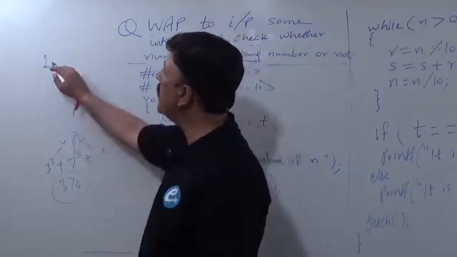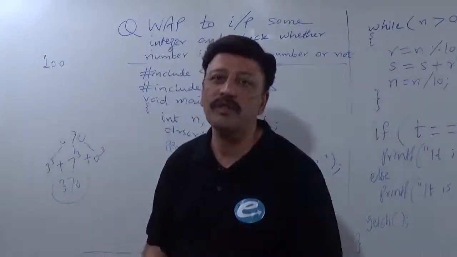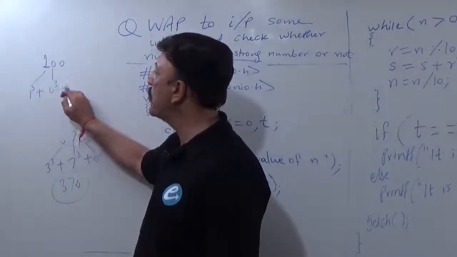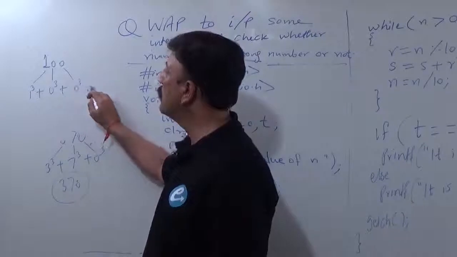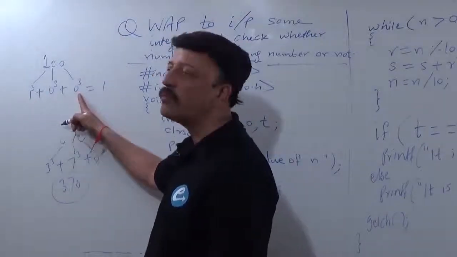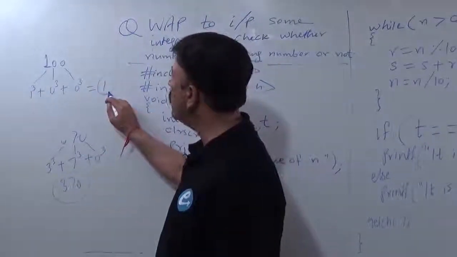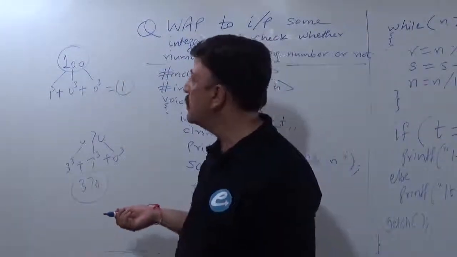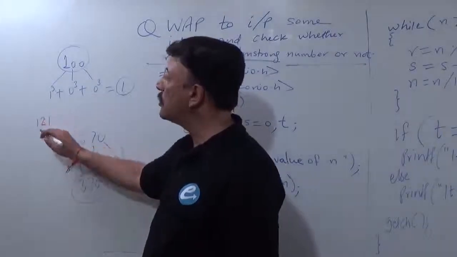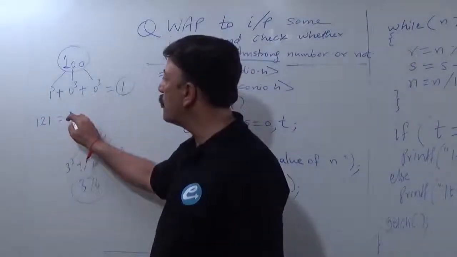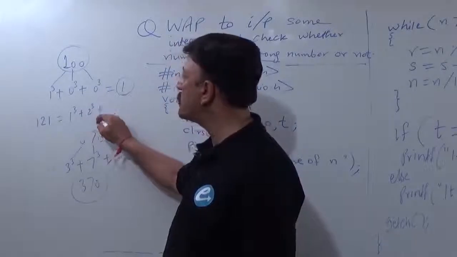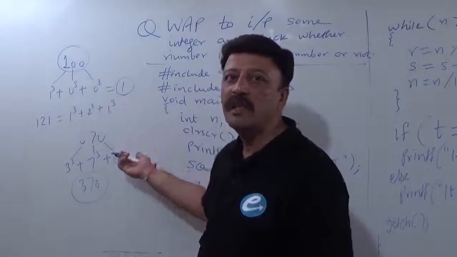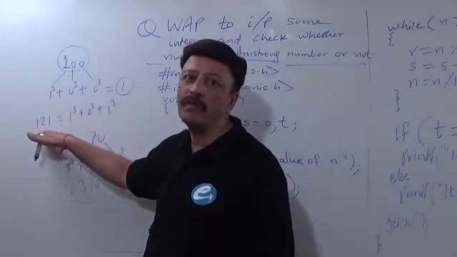But is 100 Armstrong? No, 100 is not Armstrong, because if you compute 1 cube plus 0 cube plus 0 cube, you will get 1 plus 0 plus 0. 1 is the answer and it is not equal to the original number. So it is not Armstrong. Is 121 Armstrong? No, because 1 cube plus 2 cube plus 1 cube gives 1 plus 8 plus 1, which is 10, and it is not equal to 121, the original number.